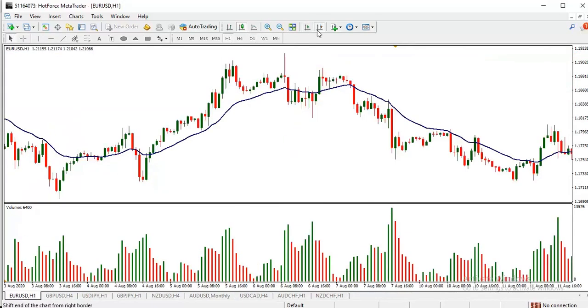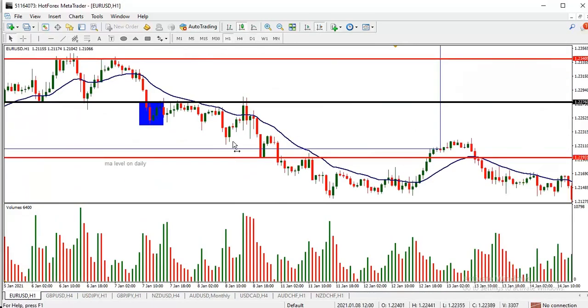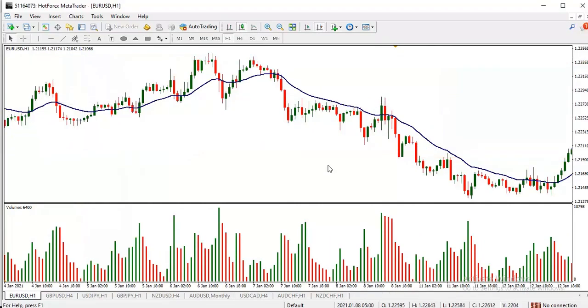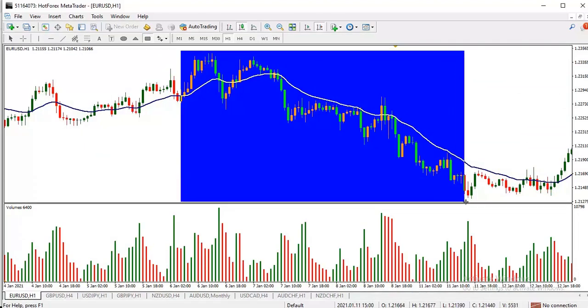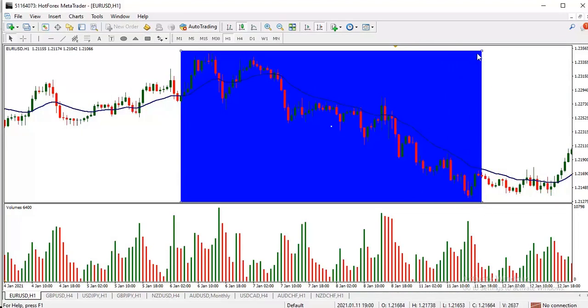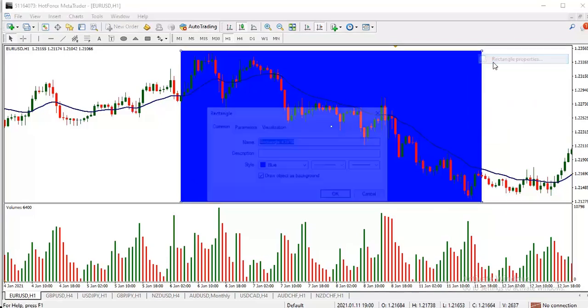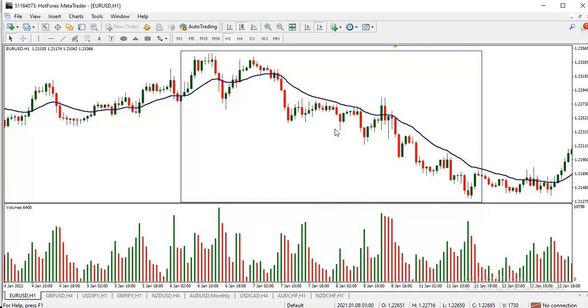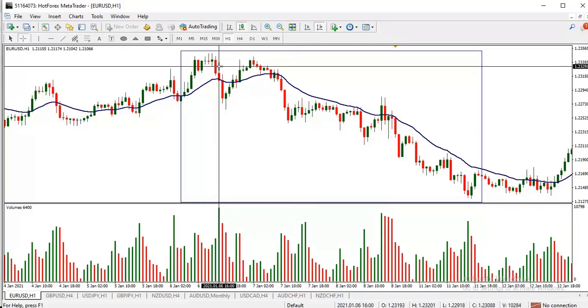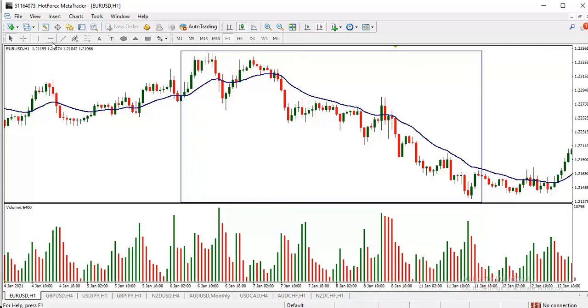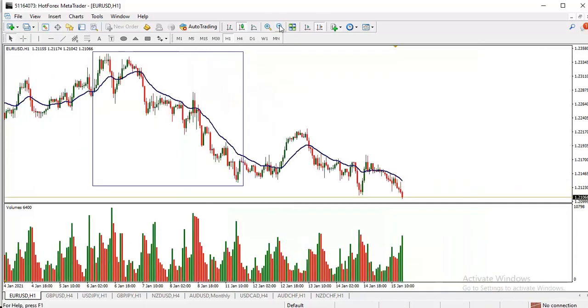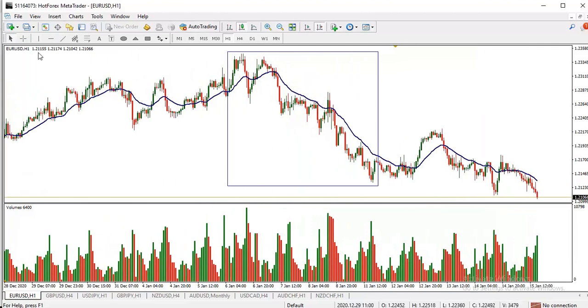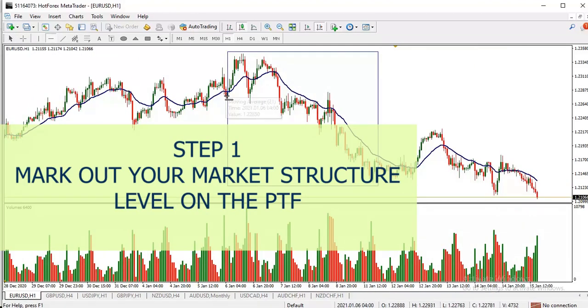Go over it again. Remember I told you the first thing is this. Let me remove everything. This is where we are looking at. This particular place. Now, come out and mark your market structure level of the primary time frame, which is 1 hour. This is the market structure level. Our black line.